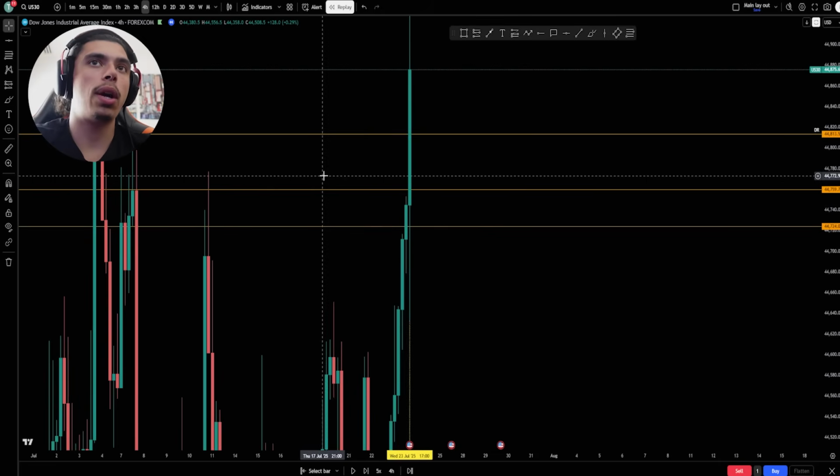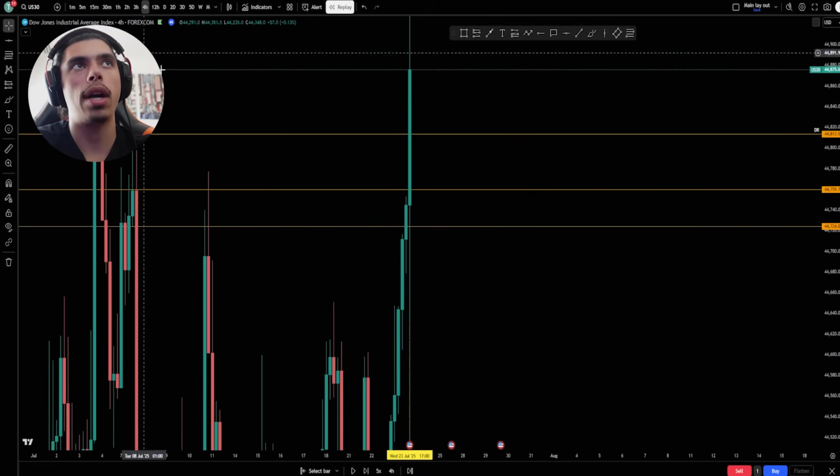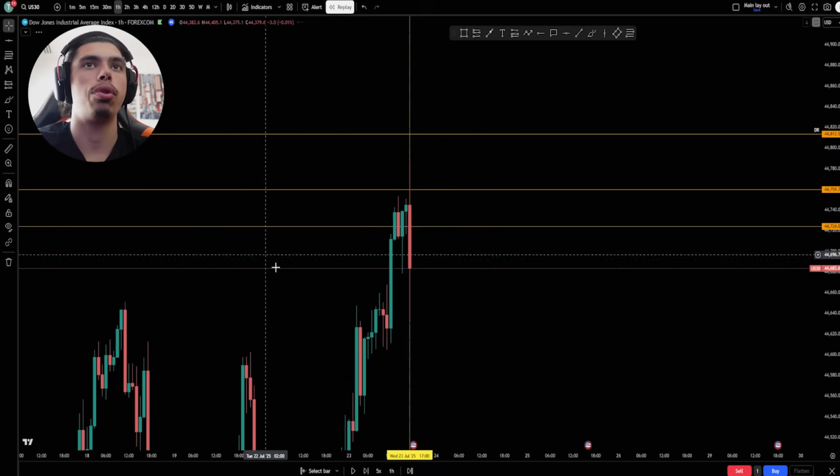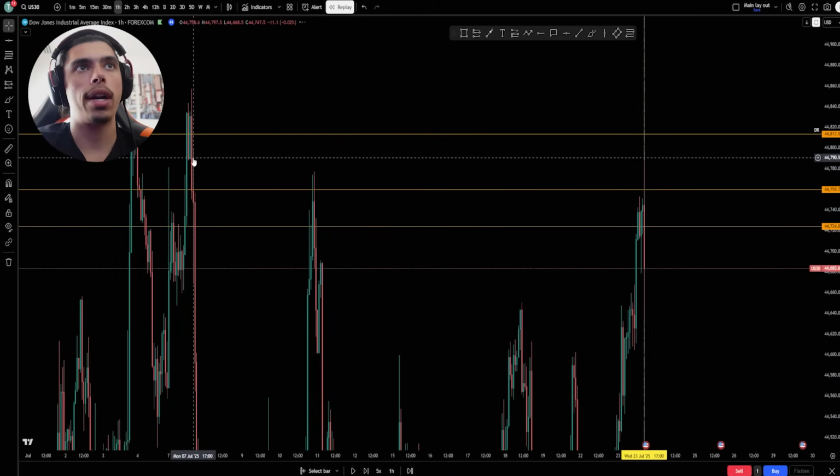So this is exactly where we need to now move down into the 1-hour time frame, and we do the same story. We mark now the 1-hour resistance.